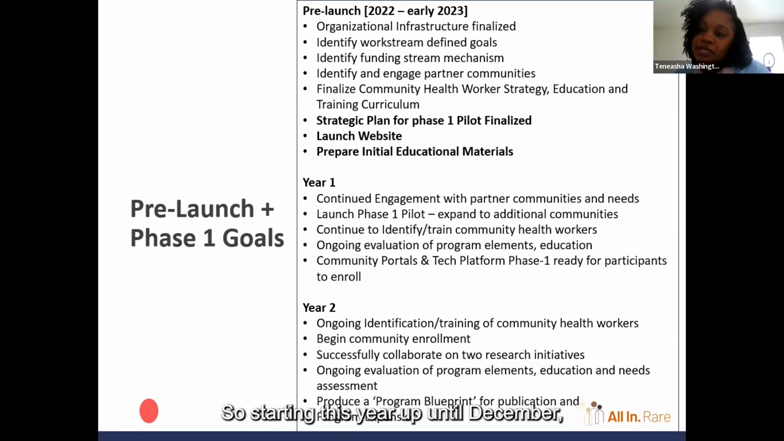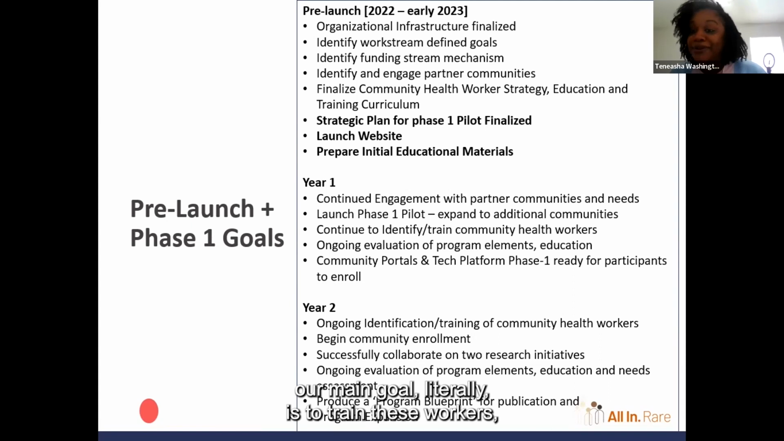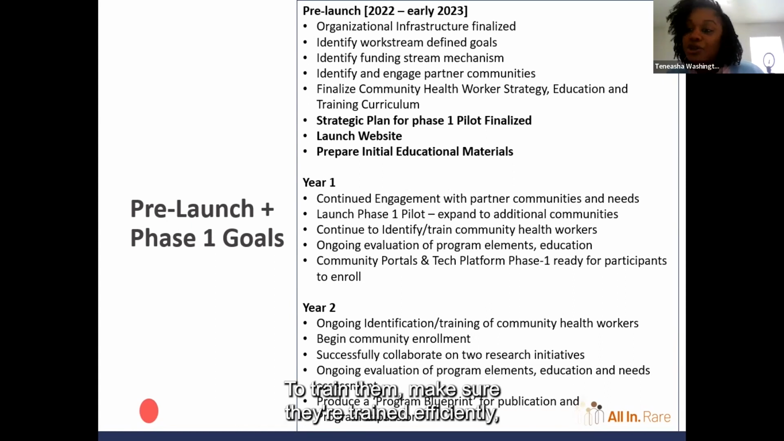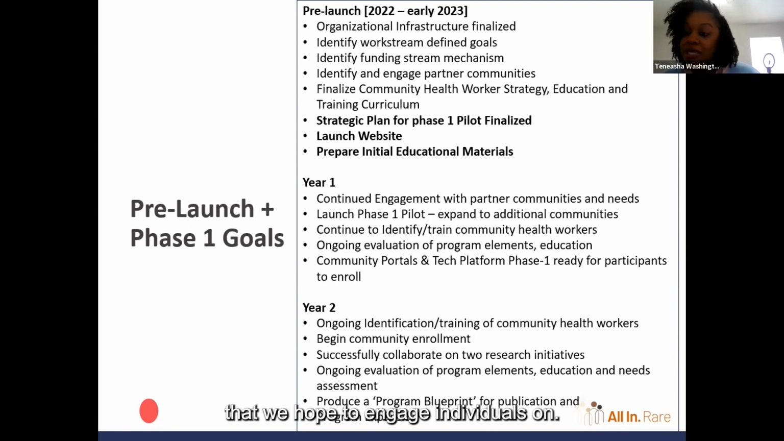So starting this year up until December, our main goal literally is to train these workers, these community health ambassadors. I'm going to call them health ambassadors, to train them, make sure they're trained efficiently. In the process of that, also thinking about creating that curriculum that I mentioned earlier, that we hope to engage individuals on. But those are really our two large ideas.